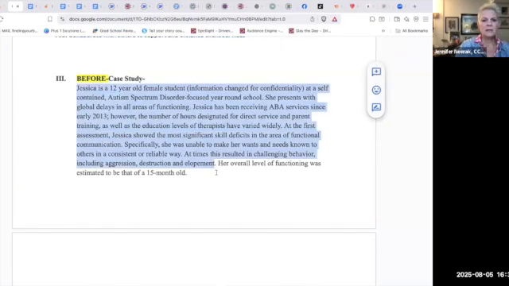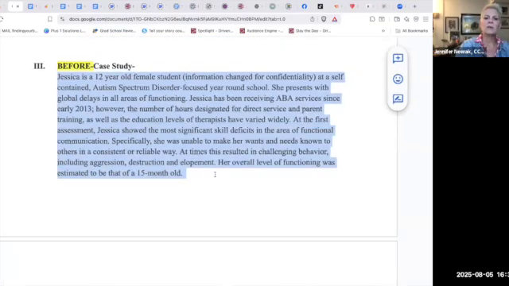So here's our case study. Jessica is a 12-year-old female student. Of course, the information has been changed for confidentiality, and she is in a self-contained autism spectrum disorder focused year-round school. She presents with global delays in all areas of functioning. She has been receiving ABA services since early 2013. However, the number and hours designated for direct services and parent training, as well as the educational level of the therapists and interventionists, has really varied widely.